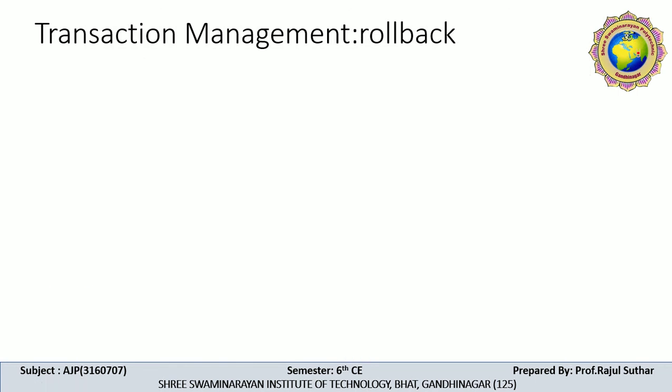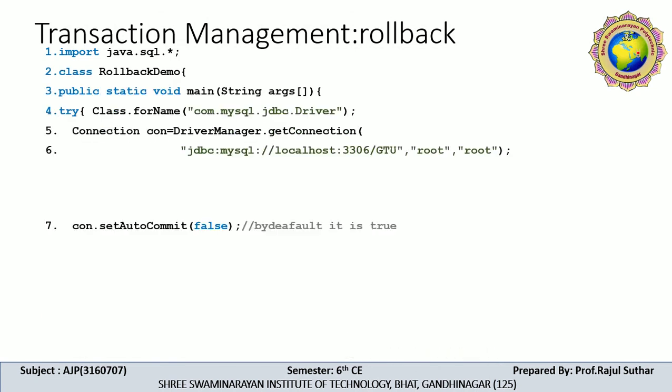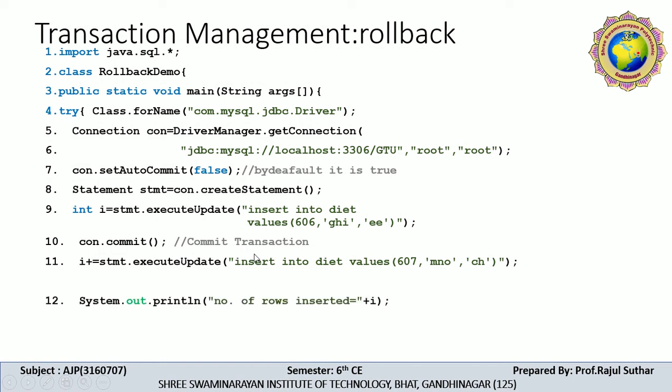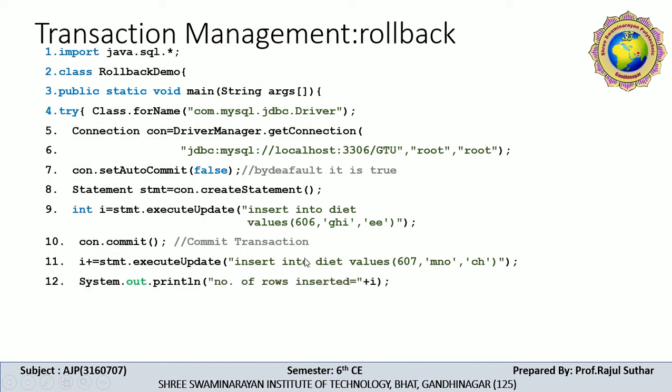Transaction management, second point is rollback. The same thing is performed while we insert the record: integer i is equal to statement.executeUpdate, which is used to insert the value into the database. So insert into the table value 606, G and E. Commit the transaction successfully. If the transaction commits successfully, then we cannot roll back the transaction.